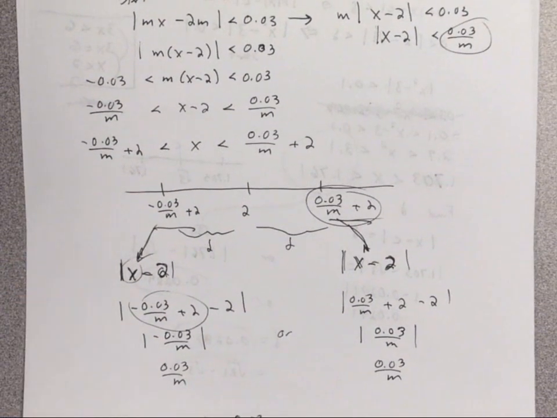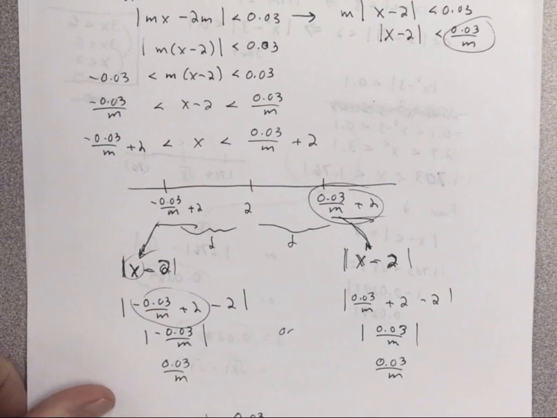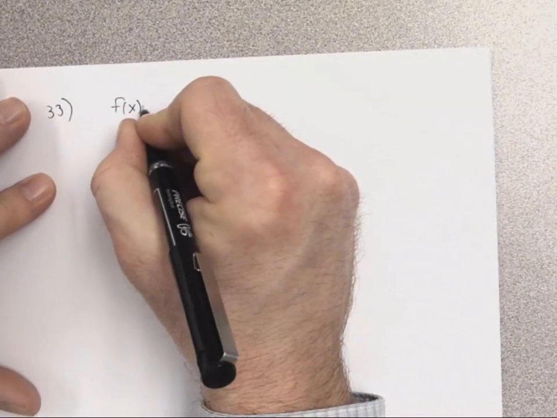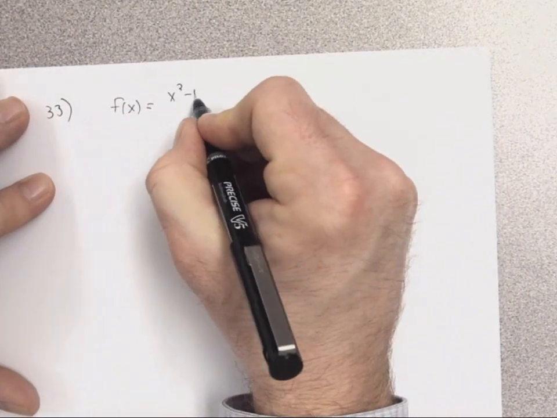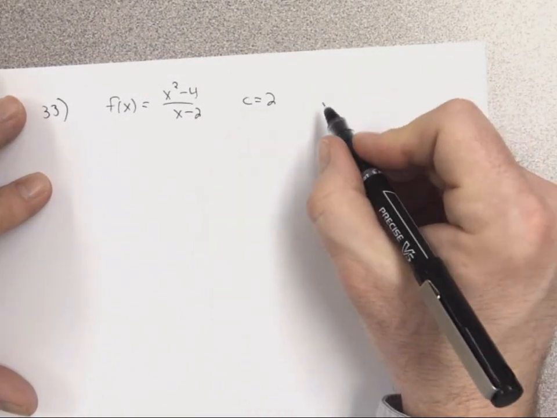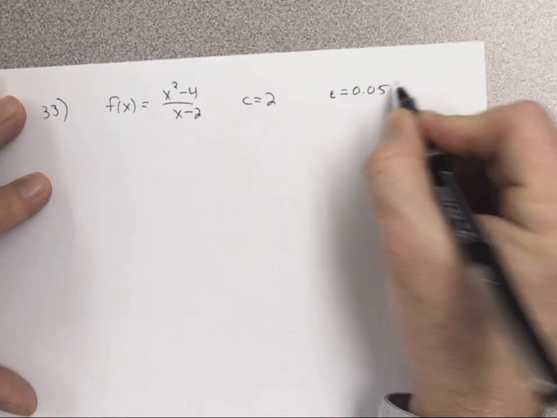All right, 33. You guys, make sure you can repeat this. I've just done half your homework for you. Be sure you can go back and do it yourself. So 33 says f of x is equal to x squared minus 4 all over x minus 2. And this says c is equal to 2 and epsilon is equal to 0.05.